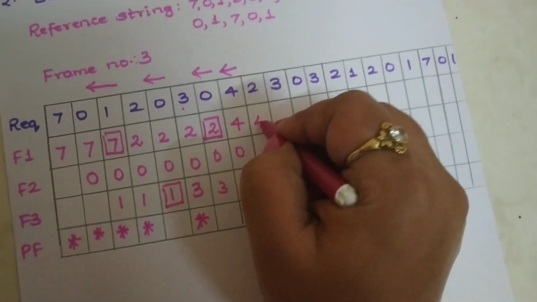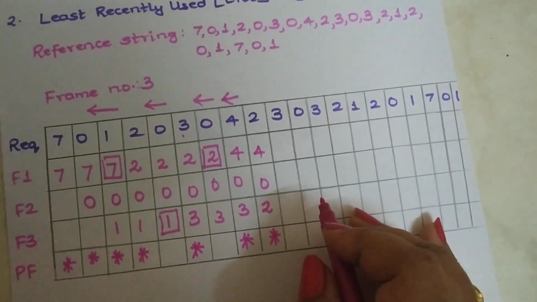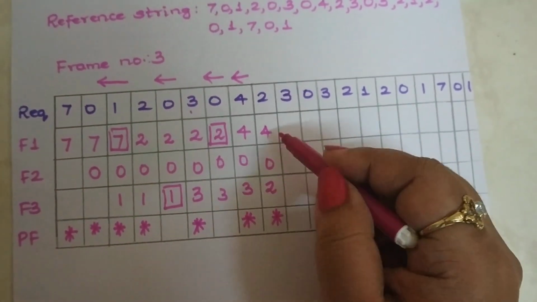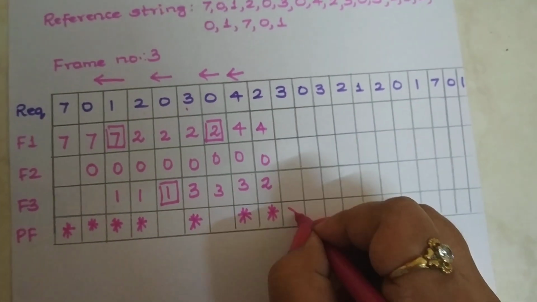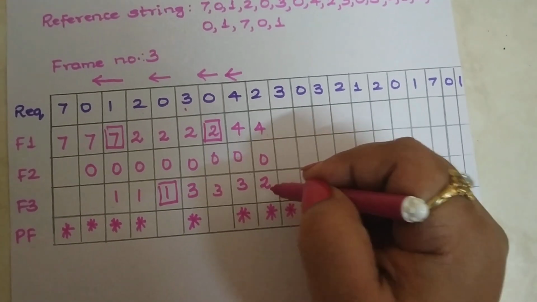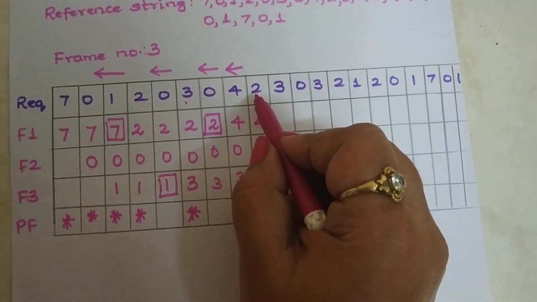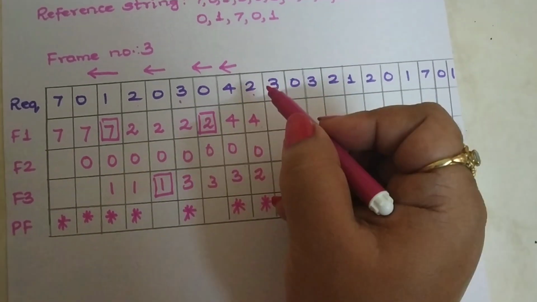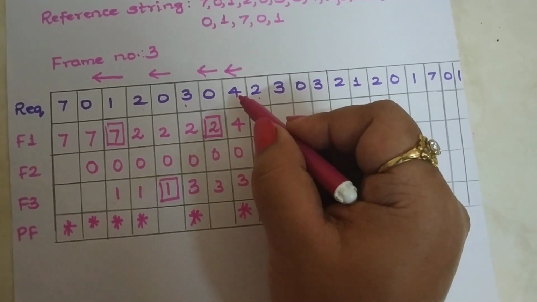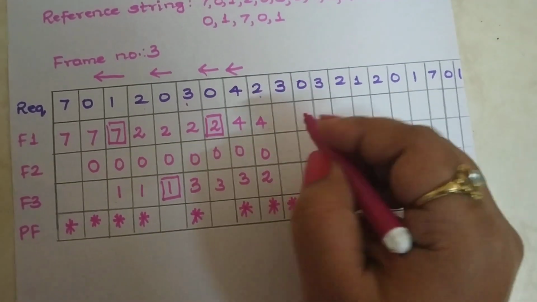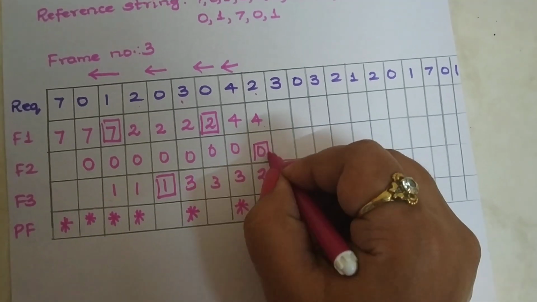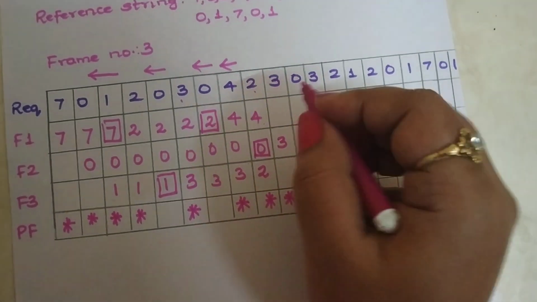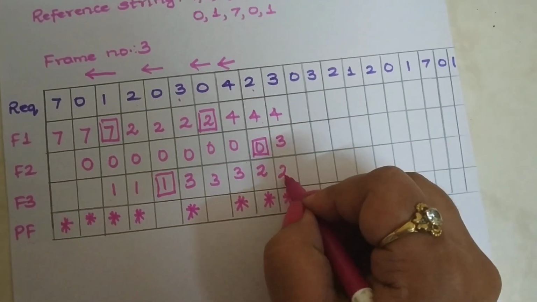That means 4, 0, 2. Right. Then comes 3. Again, is 3 there in the frames? No. So page fault. Then out of 4, 0, 2, which one is least recently used? Just check the reference string. 2 is most recently used. 4, after that 0 is there. So 0 is the least recently used out of 4, 0, 2. So replace 0 by 3. Then 4 and 2 as it is.